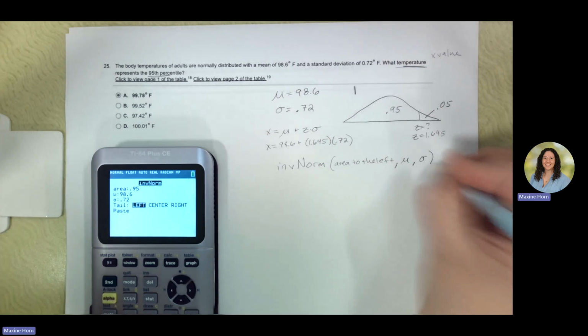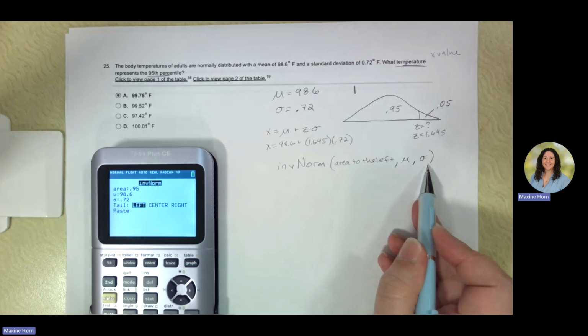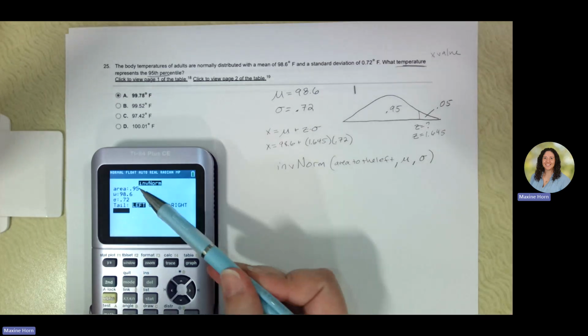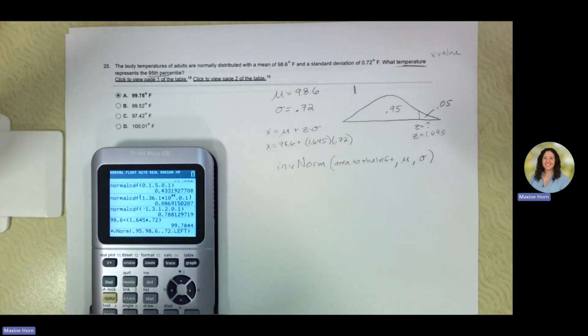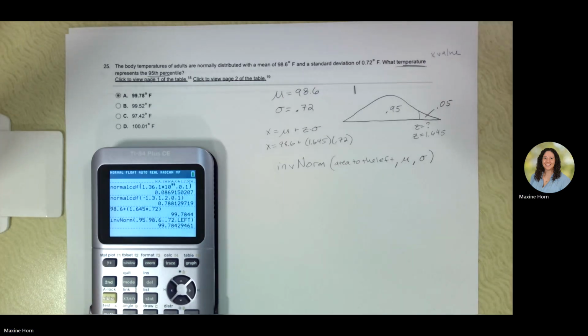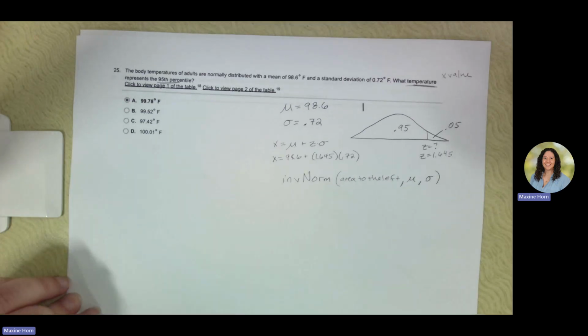Okay. And then your mean, and then your standard deviation, right? So the area to the left, the mean, the standard deviation. And sure enough, I get the exact same X value. So again, if we are given the area under the curve and we're trying to find the corresponding X value, or in this case, temperature, or whatever the particular problem is calling for, the X value, as opposed to the Z value, we're using inverse norm. That's when you use that tool, right? Half of stats is knowing when to use what tools, right?